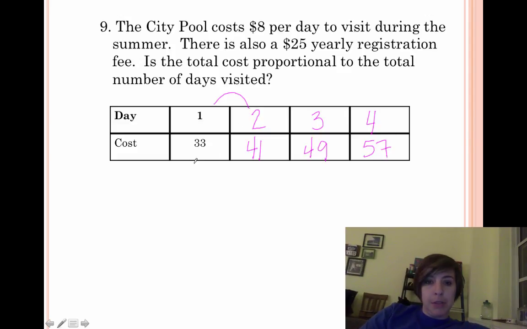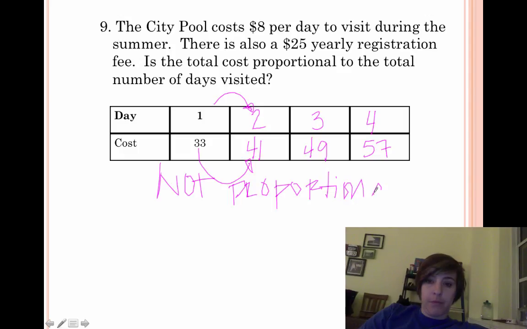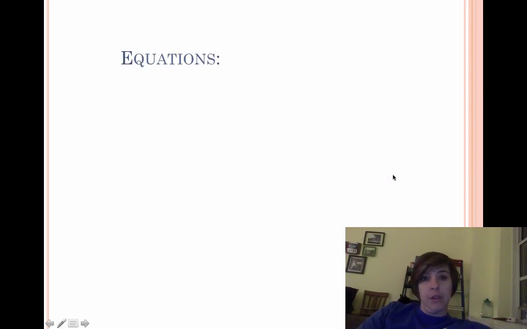So 1 times 2 is 2. 33 times 2 is 66. So this is not a proportional relationship because if I do something to the top, it doesn't get the same result on the bottom. 1 times 3 is 3. 33 times 3 is 99, not 49. This is not proportional. Okay? You're looking for those equivalent fractions and equivalent ratios.